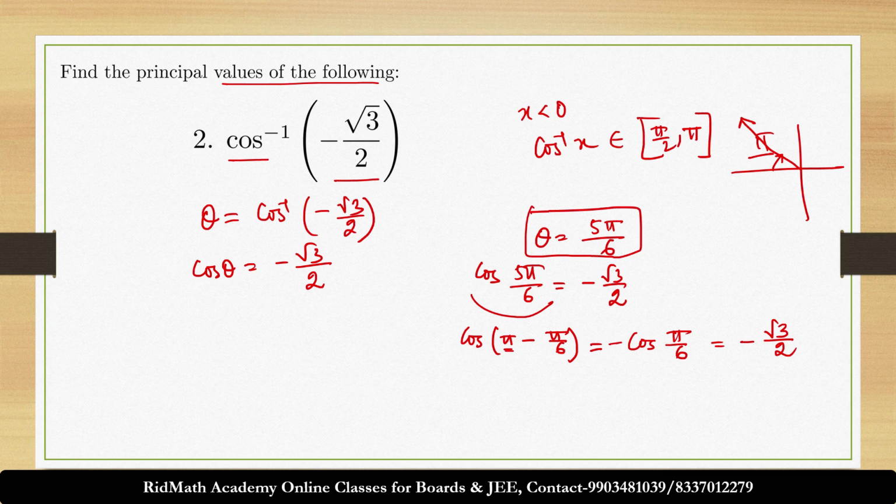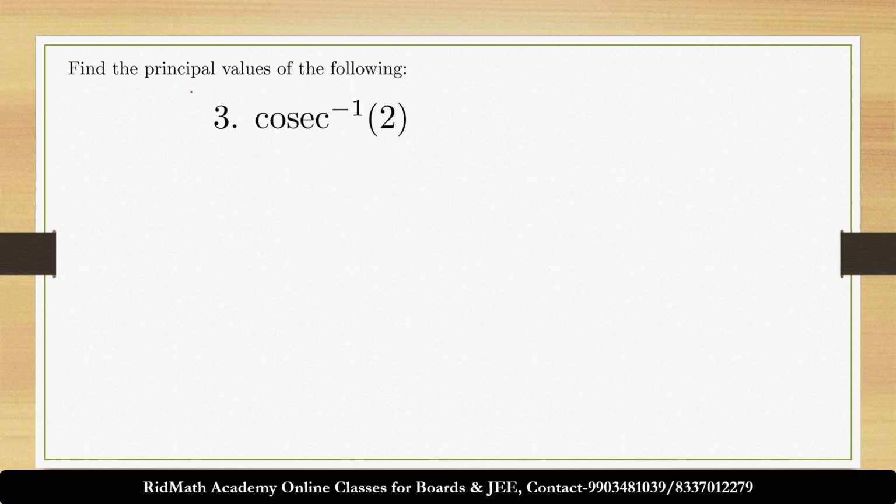That means our theta is 5 pi by 6. This is the answer. Next problem, cosec inverse 2. So in the previous slide we have seen that if x is greater than 0, then cosec inverse x lies between 0 to pi by 2, means it is an acute angle.